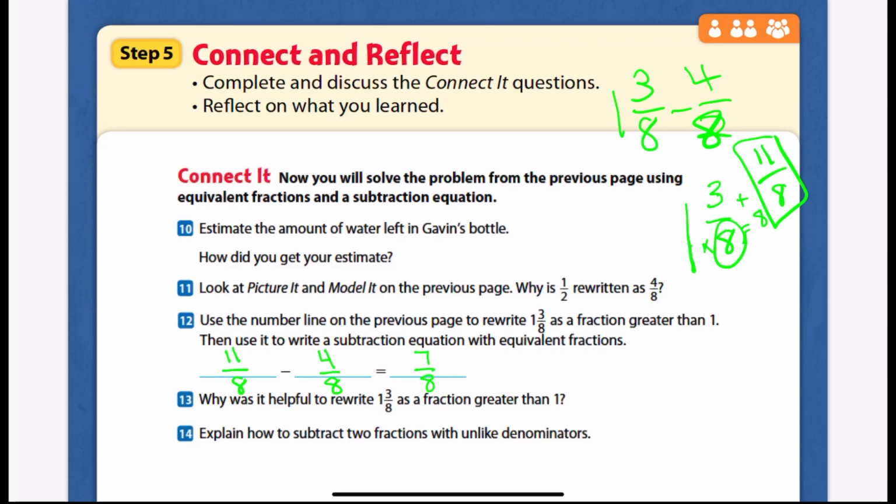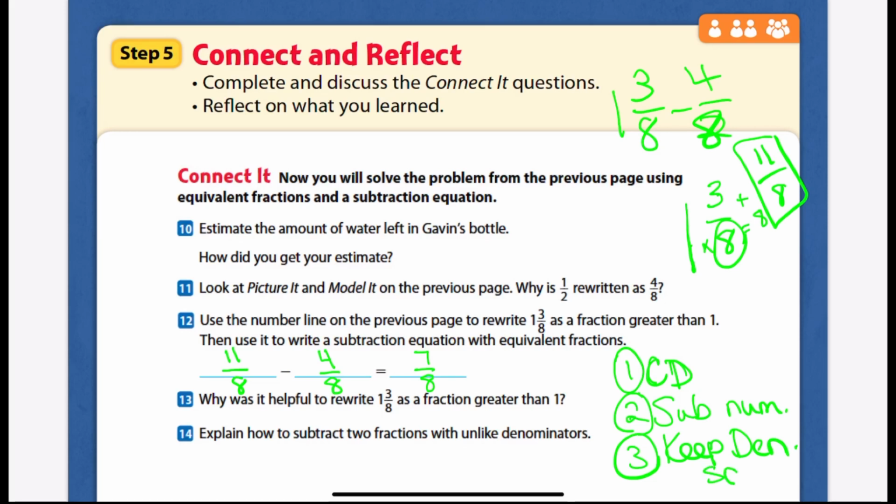Explain how to subtract 2 fractions with unlike denominators. Well, it is exactly the same thing as adding fractions, right? Number 1, make sure that they both have common denominators, the least common denominator. We're going to subtract the 2 values. We want to subtract our numerators, and then keep our denominators the same. And then, of course, the end is always to simplify.